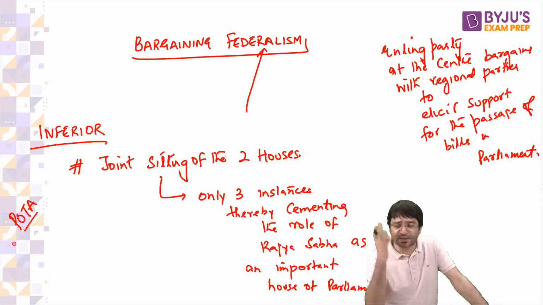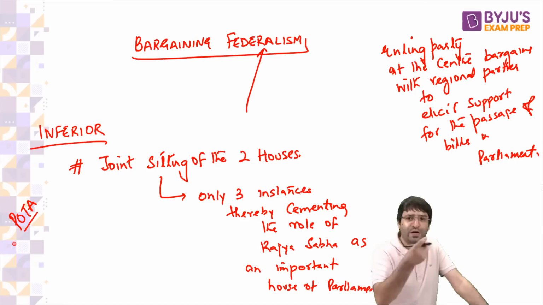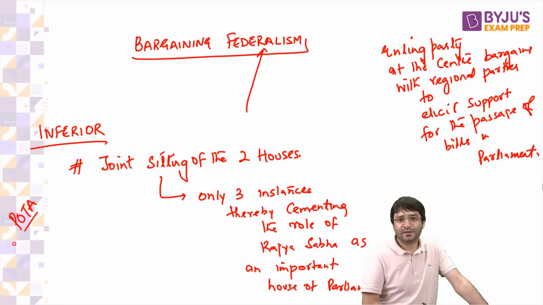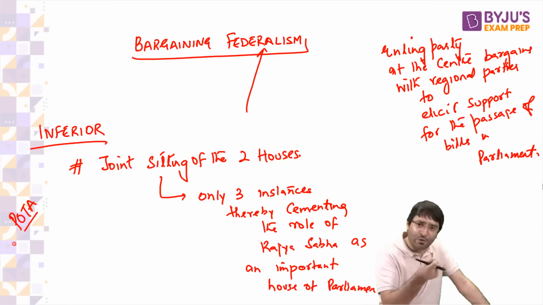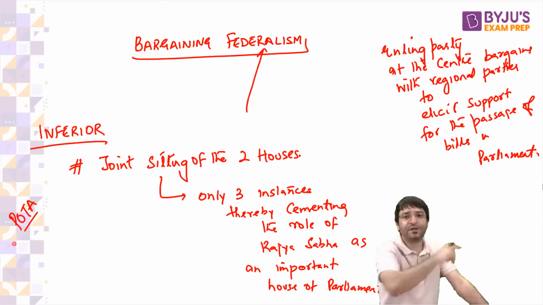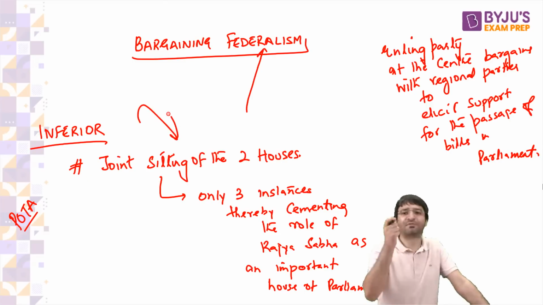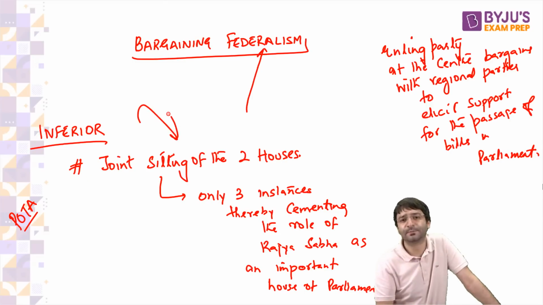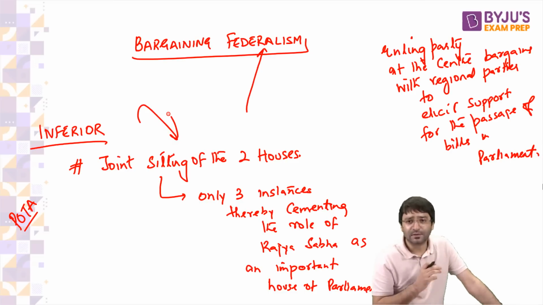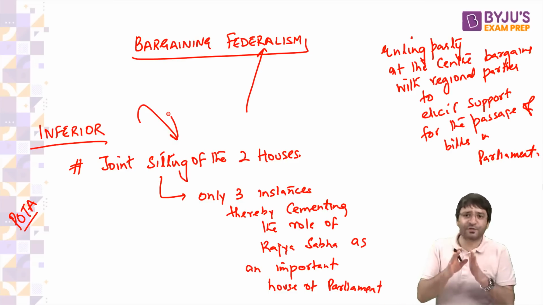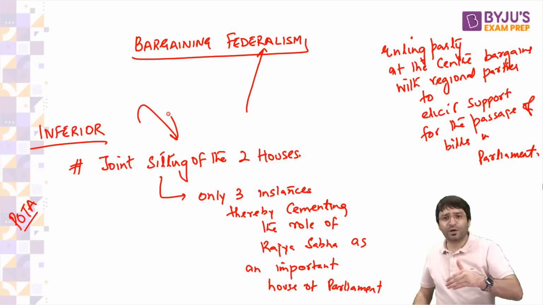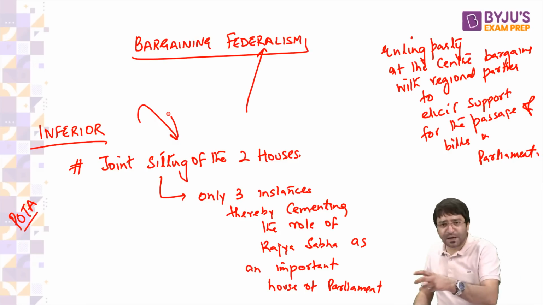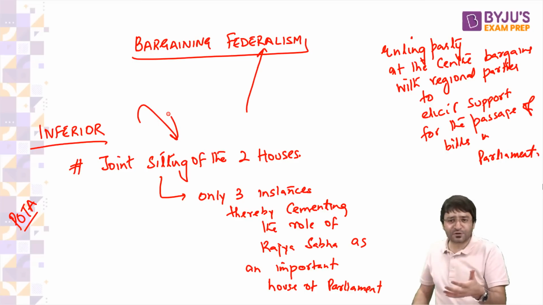Only 3 instances in the past when we have resorted to the joint sitting of the two houses, thereby cementing the scope, the role of Rajya Sabha as an equally important house of the parliament. It is not an inferior house, despite the fact that we have something known as the joint sitting of the two houses. This is Rajya Sabha. So, what is the composition of Rajya Sabha? How are the MPs to Rajya Sabha elected? What are their qualifications? What are the special powers of Rajya Sabha? What is the significance of Rajya Sabha?